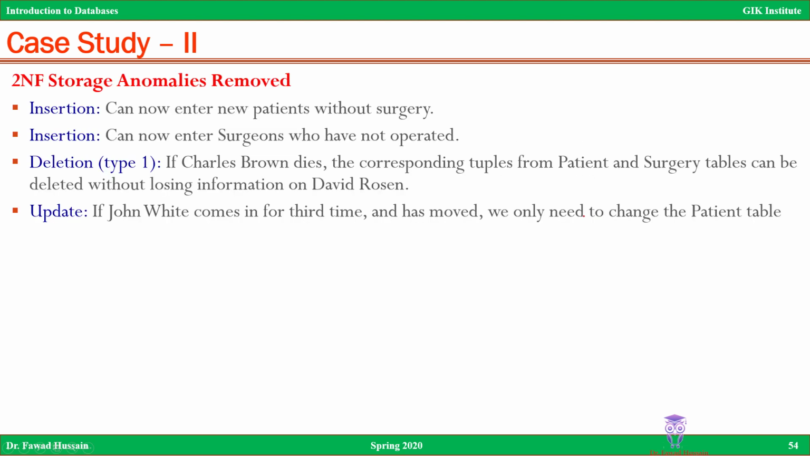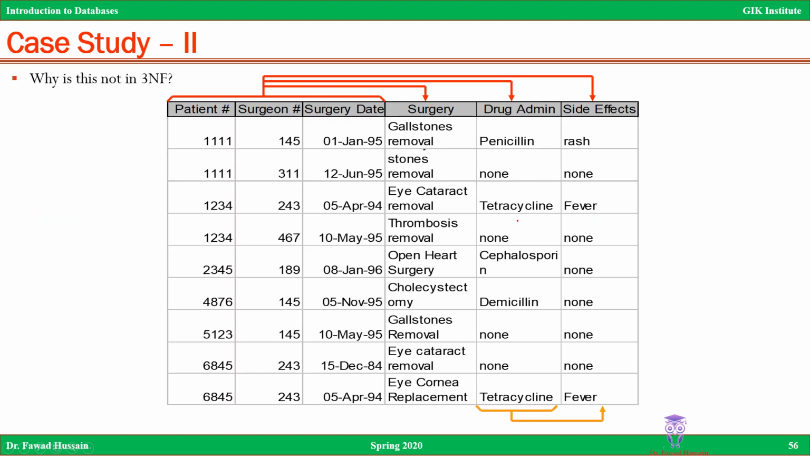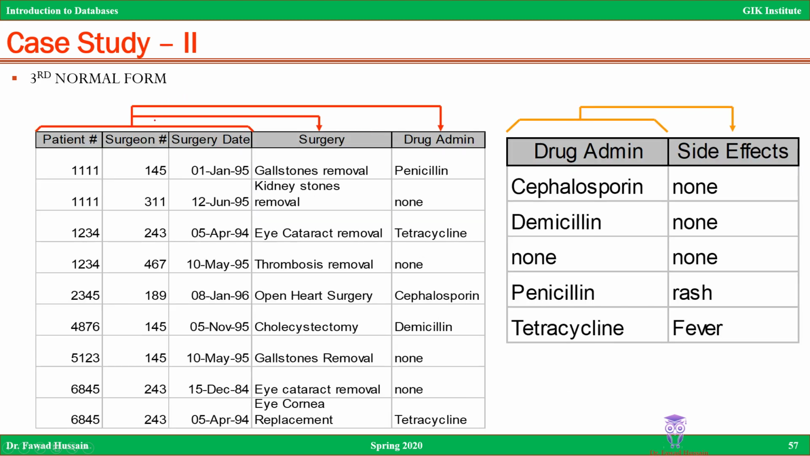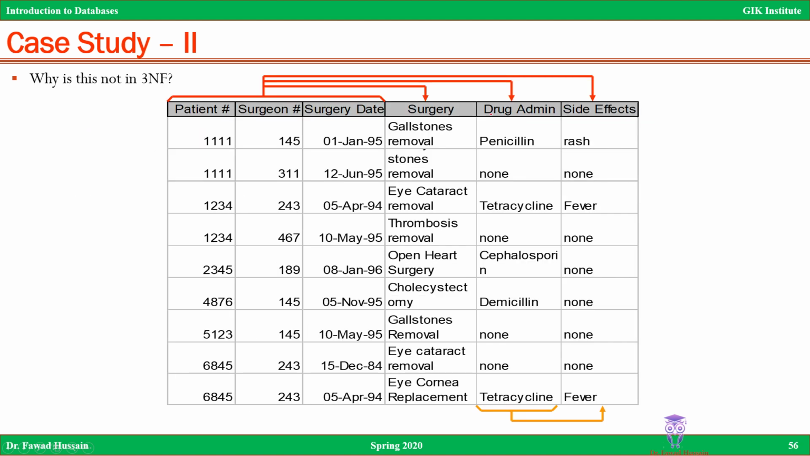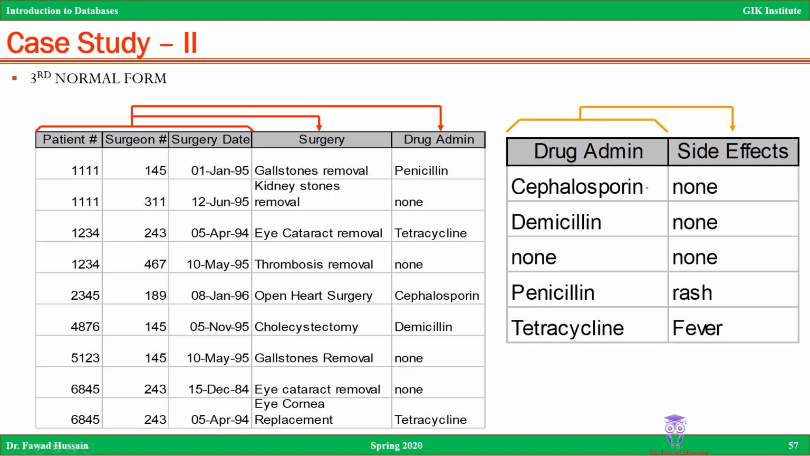So what remains to be seen is whether this table here conforms to the 3NF, and we saw that no, it does not, because this is what was causing all the insertion, deletion and updation anomalies, because there is a transitive dependency. The side effect depends on the drug administered rather than the patient, the surgeon or the date. So to fix that, we have split it into two, and the drug administered and the side effect now have a separate table, and the drug administered is also part of this table.